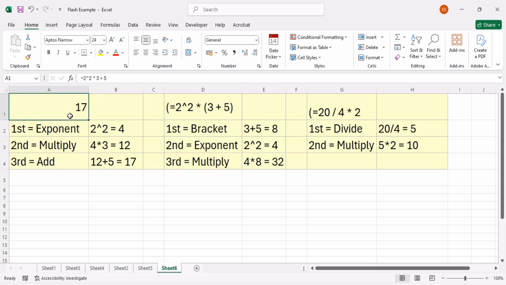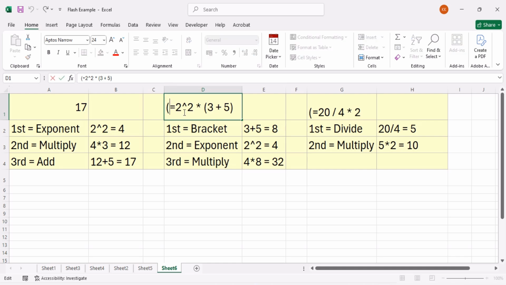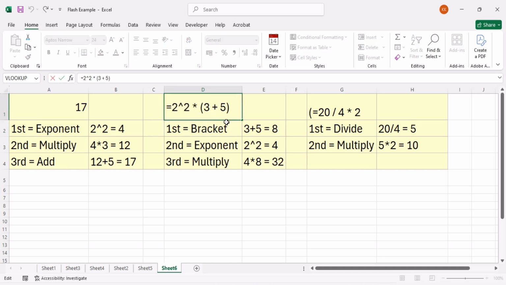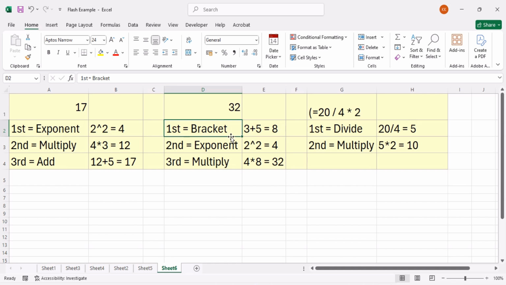Result is 17. Example 2. With parentheses, see how the result of the above formula changes. Equals 2 raised to power of 2 asterisk (3 plus 5). Excel first performs the operation inside parentheses. 3 plus 5 is equal to 8.